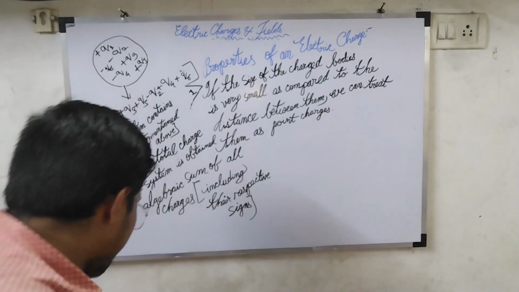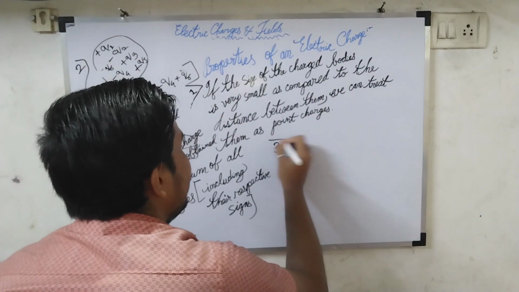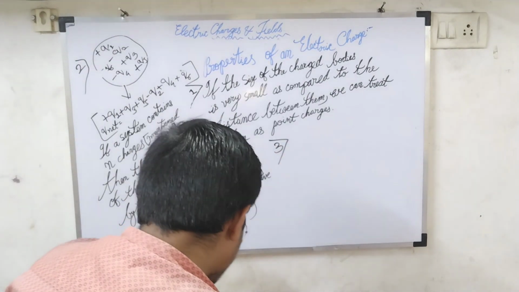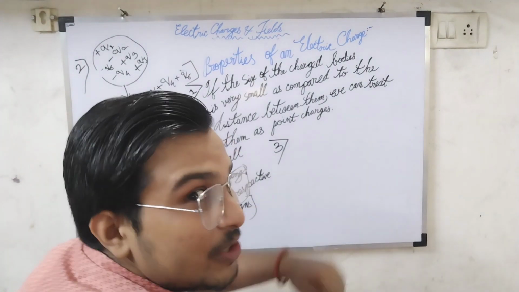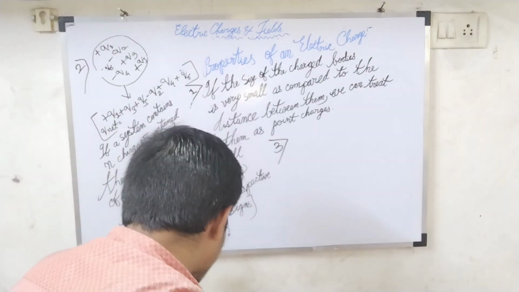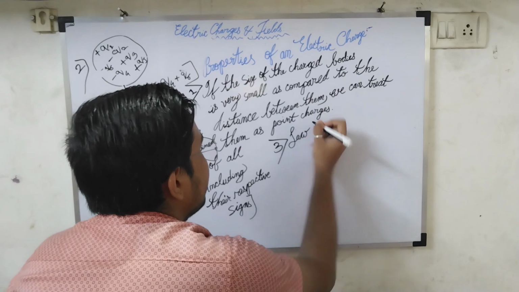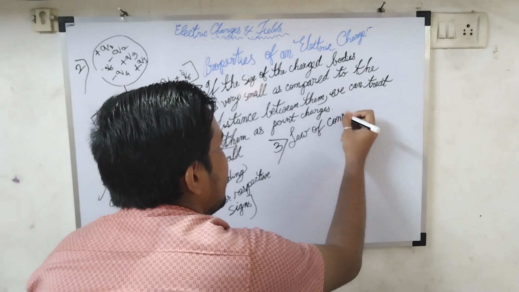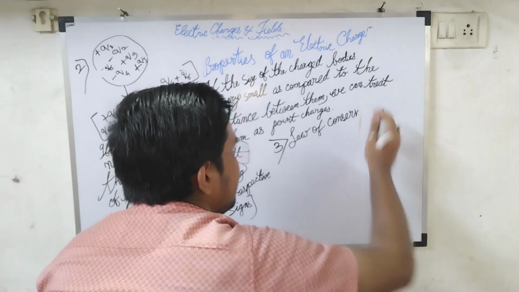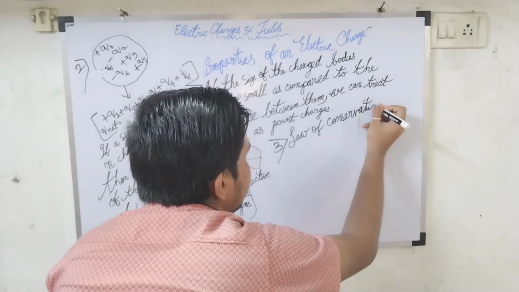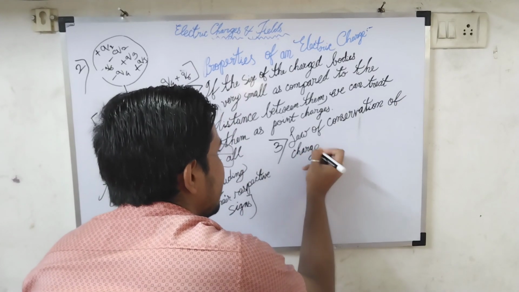Now, this was the first point, this is the second point, and the third point is noted down. What is the third point? The third point is none other than the law of conservation of charge. What is the law of conservation of charge?